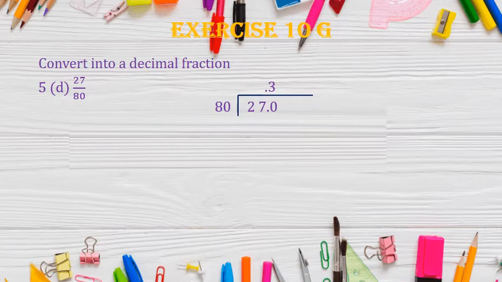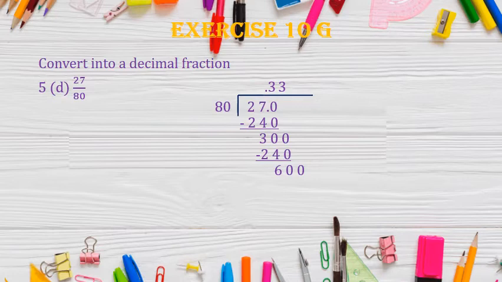So 80 3s are 240. So we will write 3 in the quotient part after the decimal point, and 240 below 270. And now subtract 240 from 270. And what do we get? We get 30 as the remainder, and we add 0 to 30. It becomes 300, and 300 divided by 80. So again 80 3s are 240, and 240 subtracted from 300 gives 60 as the remainder.